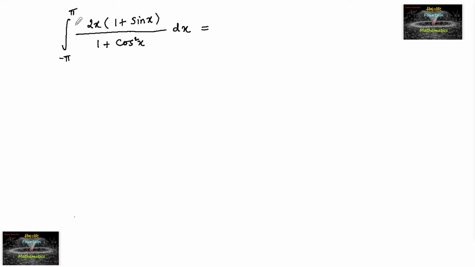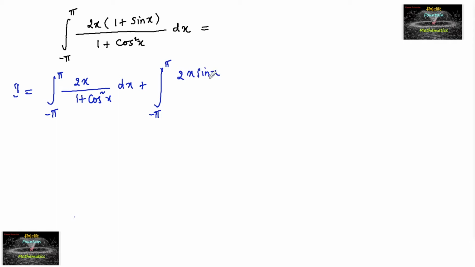So the integral from minus pi to plus pi of 2x(1 + sin x) upon 1 plus cos square x, let us consider to be I. So we can write I is equal to the integral from minus pi to plus pi of 2x upon 1 plus cos square x dx, separated, and again the integral from minus pi to plus pi of 2x sin x upon 1 plus cos square x.